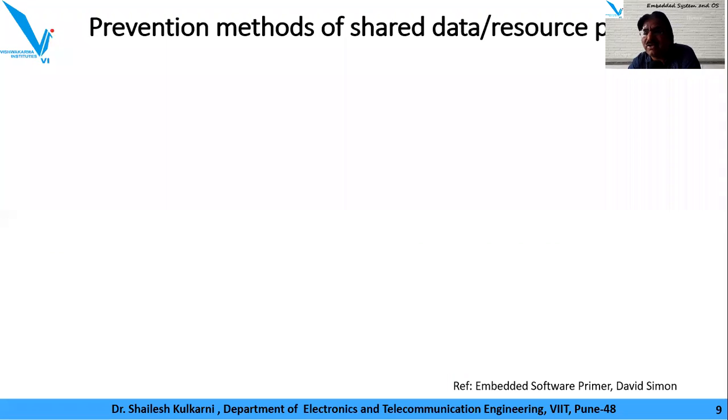Okay, so prevention methods. From the discussion we have made till this point, you might understand a very significant point. If you want to make use of that shared data, you have to use it in a way where the shared data updates or usage happen in an uninterrupted fashion. If it is used in an uninterrupted fashion, then this particular problem will not get a chance to exist. And that is what the prevention or avoidance method refers to.